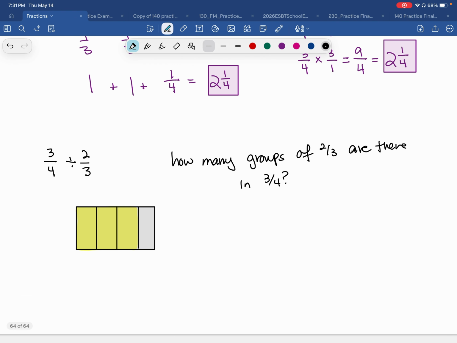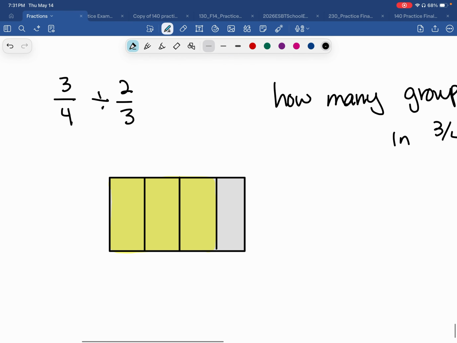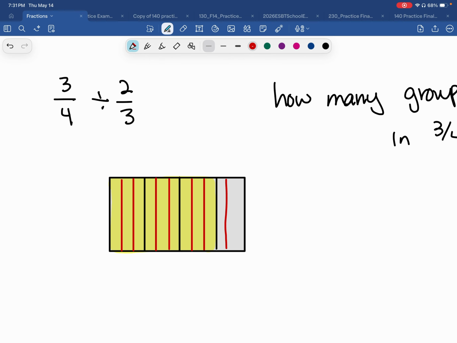Okay, so same idea here. We've got 3/4. We're going to divide it into thirds because I need to have groups of 2/3. So we're going to go ahead and split this into thirds. Each box I'm going to divide into thirds, because fourths doesn't have anything to do with thirds, so I'm going to have to cut each individual box.